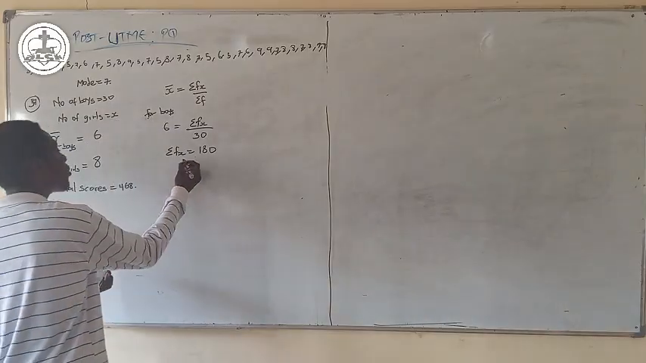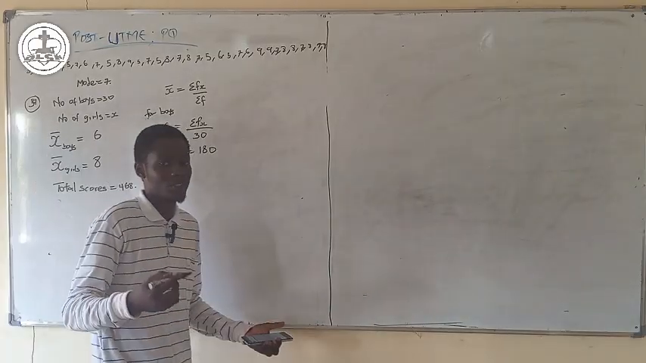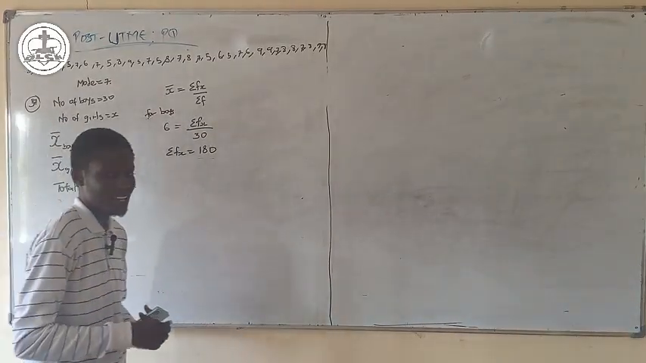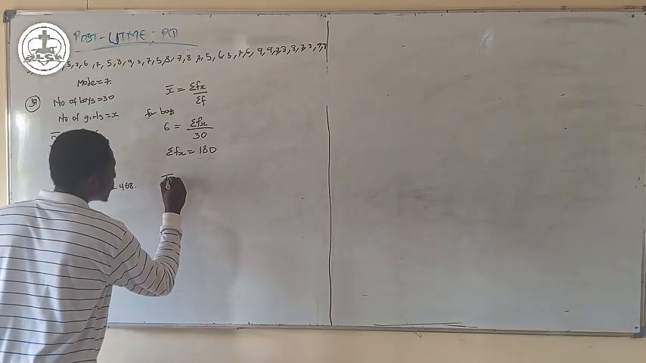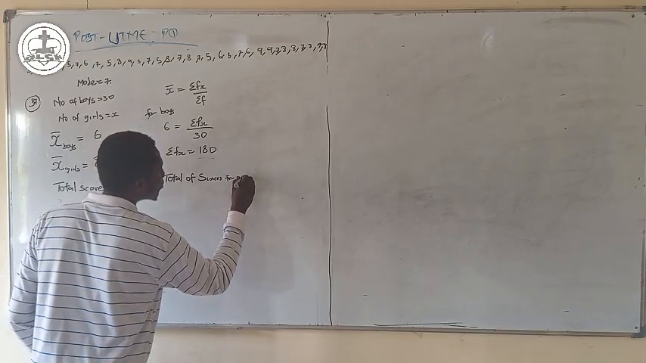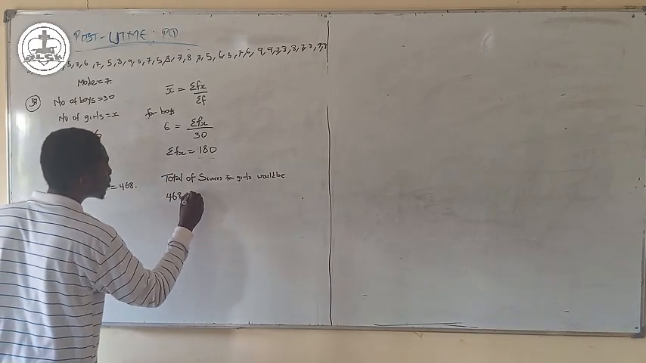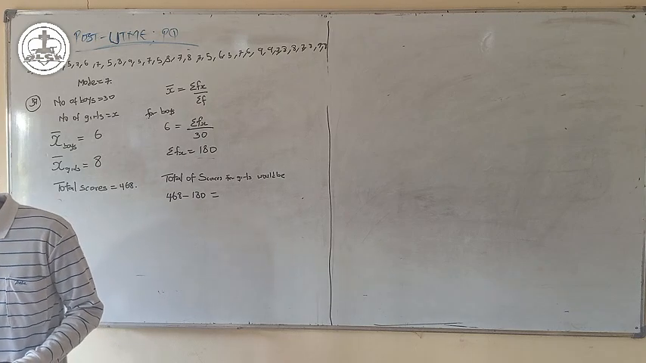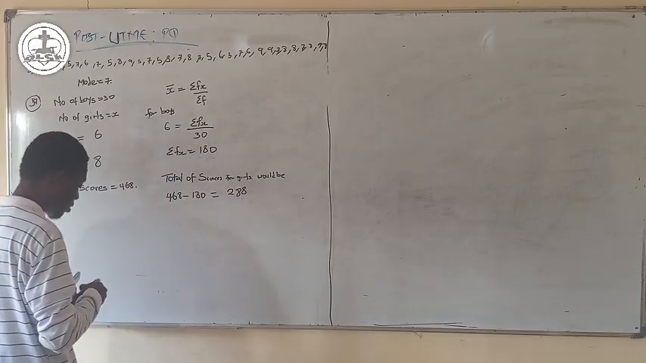If the total score of the boys equals 180, and the total score of both boys and girls is 468, then by simple arithmetic the total score for girls will be 468 minus 180. What's 468 minus 180? 288. Yes, the total score for girls is 288.